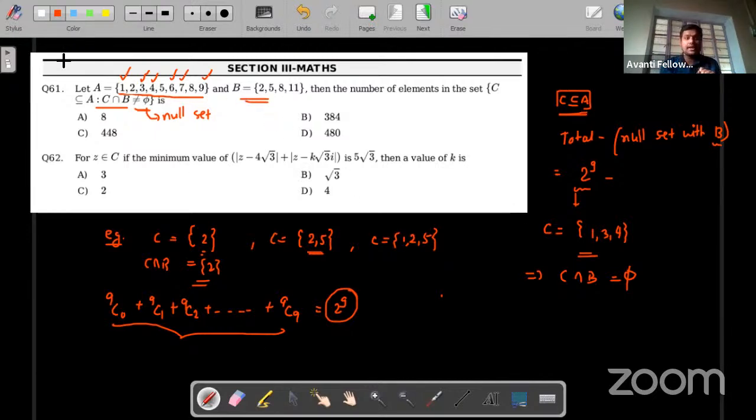Let's say if I take 1 and 3, then you can see this intersection with set B would be a null set, so that fulfills my condition, right? So out of these 6 elements, how many subsets can I form? 2 to the power 6. So 2 to the power 6 will be the number of sets whose intersection with B is a null set. Clear? So this will be my required answer.